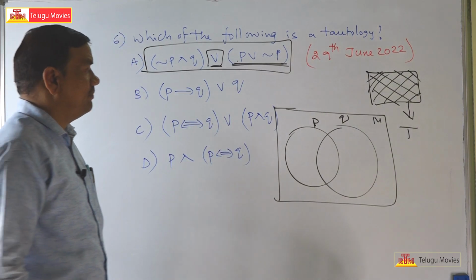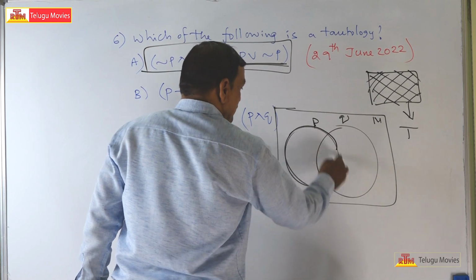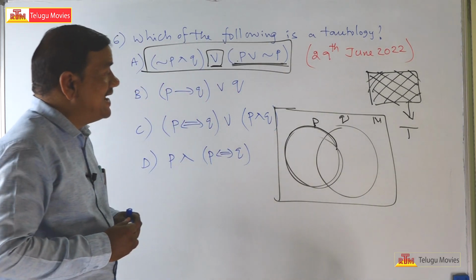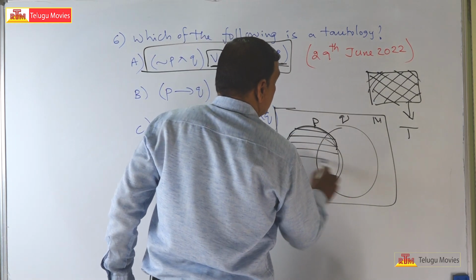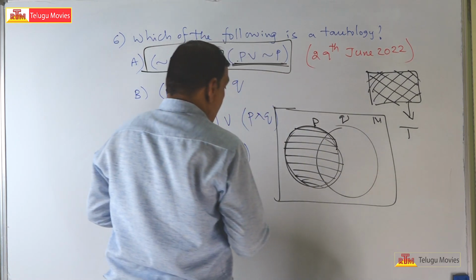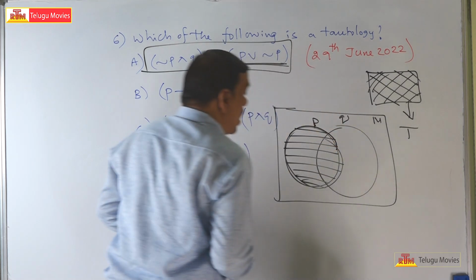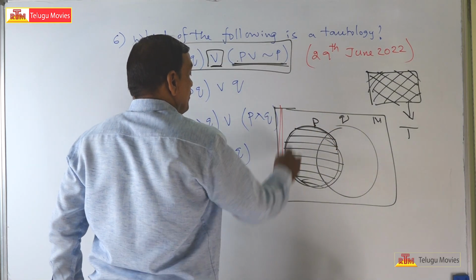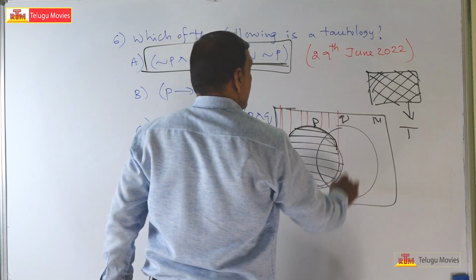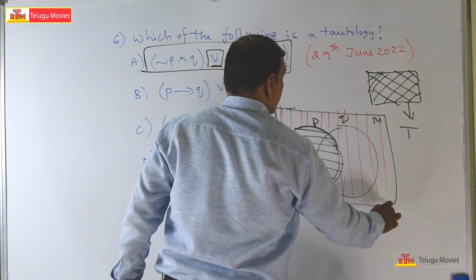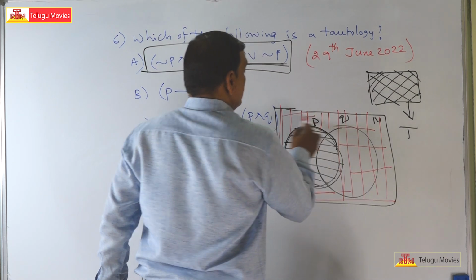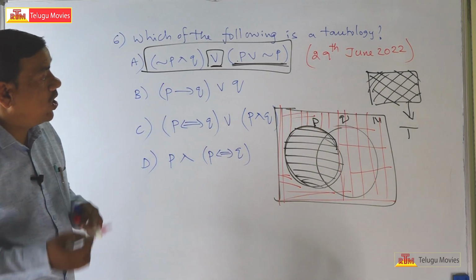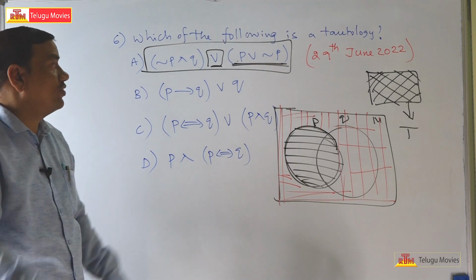So if you observe, P or negation P means what? P means the total P part, and negation P means outside of P, completely shading. Understand? Completely shading. P or negation P means you have to take the total union.